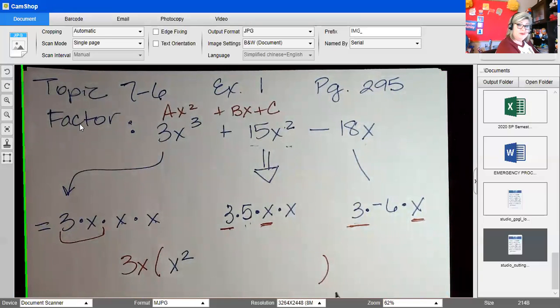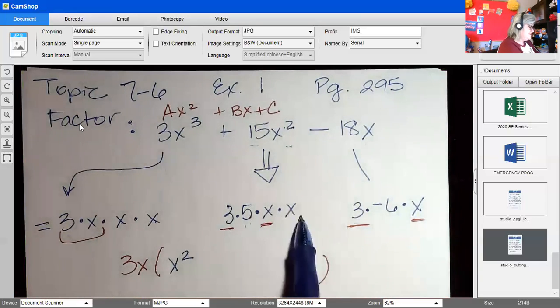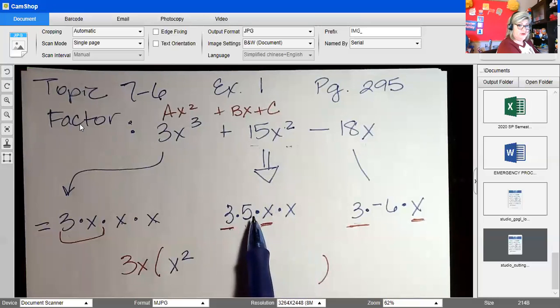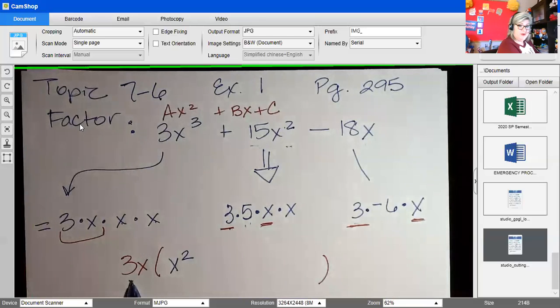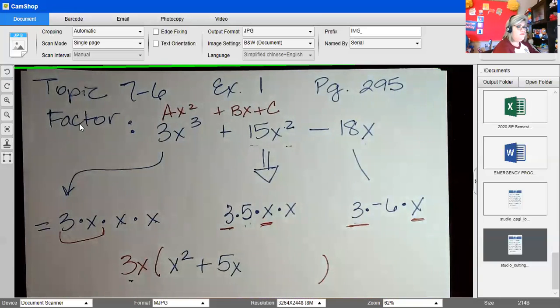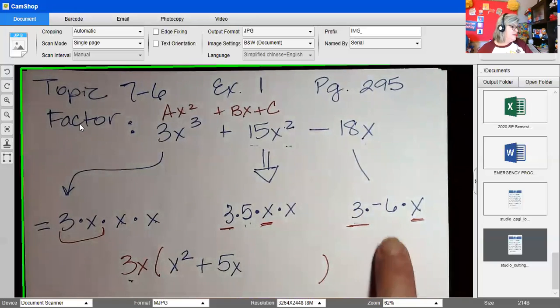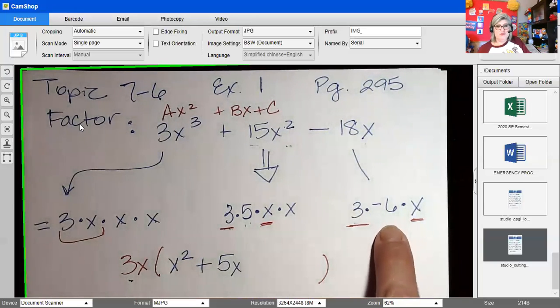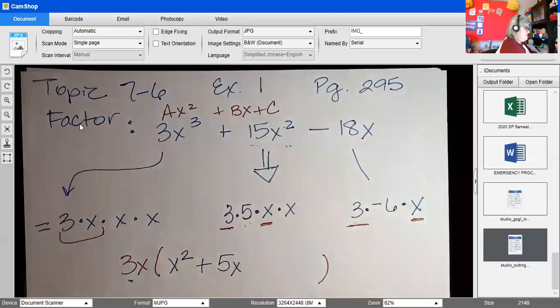Then I have on my second term 5 times x, because I've used the 3 in the first x to pull out in my 3x. So I have, and it's positive, so I have 5x. And then finally, the only thing I have left on that third term is that negative 6. So I'm going to put it inside my parentheses.